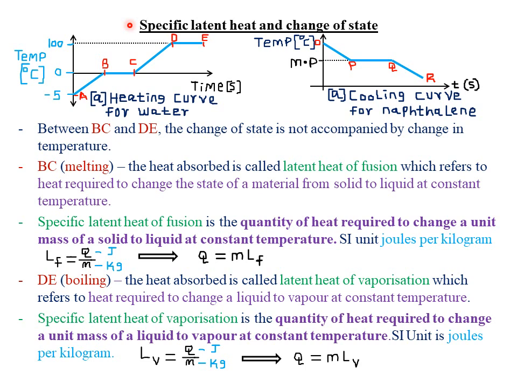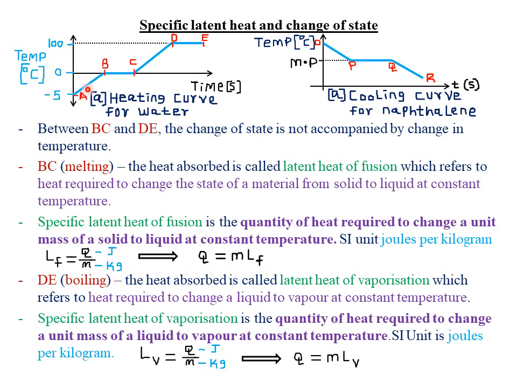So today we're looking at the specific latent heat and change of state. We'll start by looking at the heating curve for water. Between point A and point B, water exists in solid form, which of course is what we call ice. When the temperature of water is below 0 degrees, we are talking of solid ice.